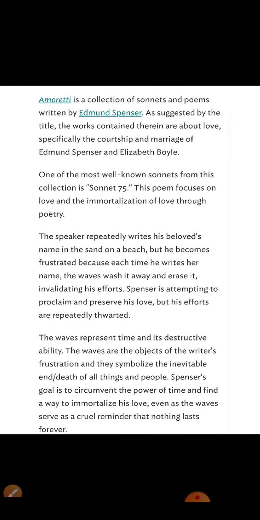The waves represent time and its destructive ability. The waves are the objects of the writer's frustration and they symbolize the inevitable end, the death of all things and people. Spenser's goal is to circumvent the power of time and find a way to immortalize his love, even as the waves serve as a cruel reminder that nothing lasts forever.